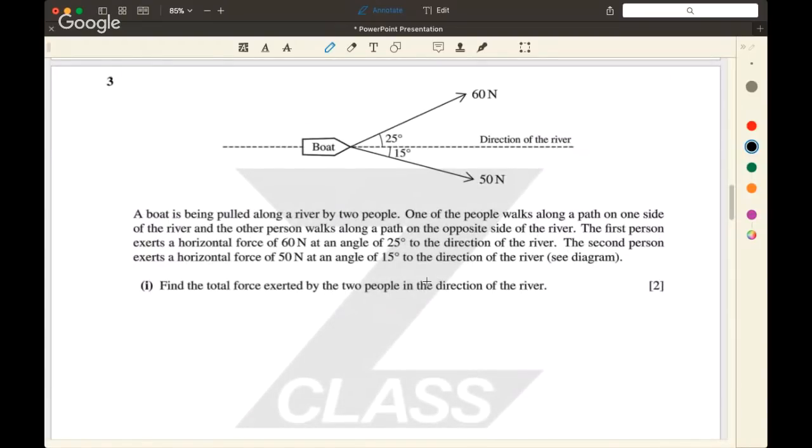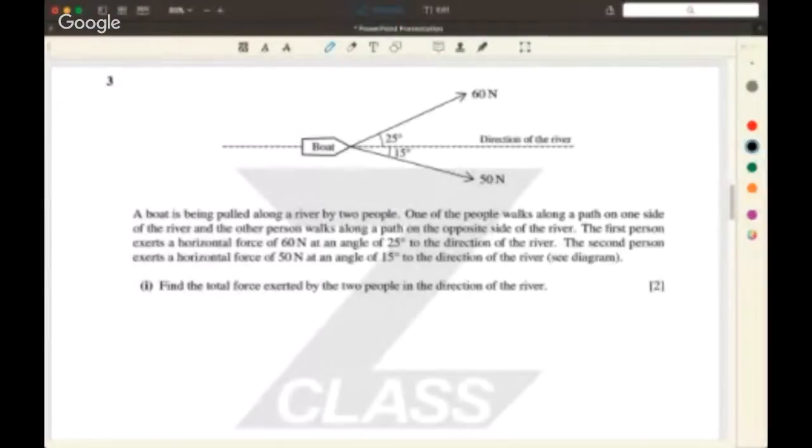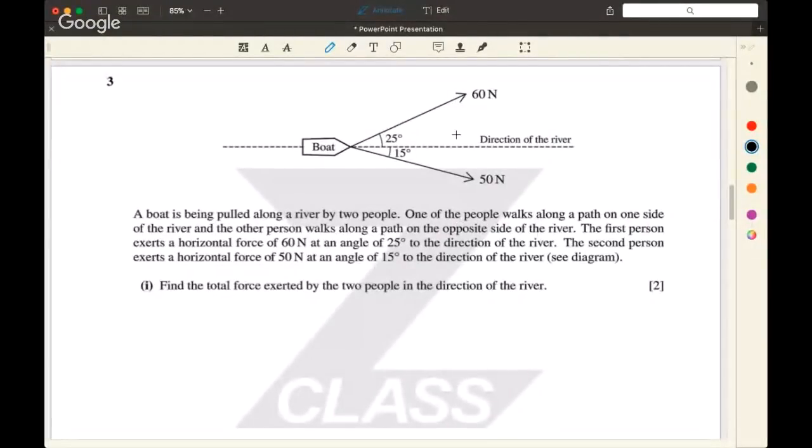Okay, question 3. So we have a boat being pulled along by 2 people with ropes. And they're at different angular separations from the horizontal. So they're asking you to find the total force exerted by the 2 people in the direction of the river. So in the direction, that means resolve along the x-axis.